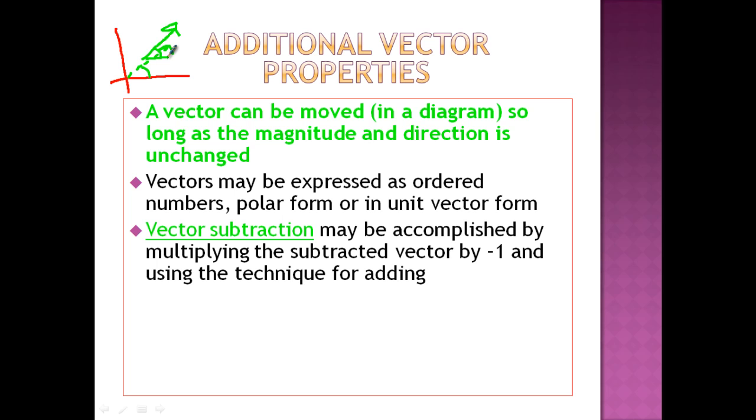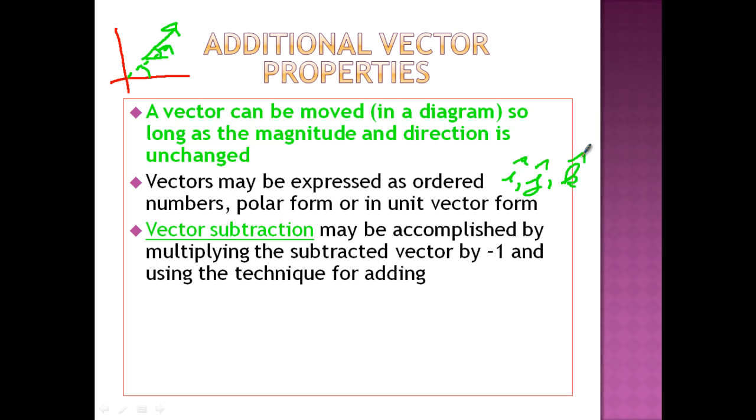Vectors can be expressed as ordered numbers, polar form, which you guys aren't going to have to worry about unless you do Calculus 3 in college, or in unit vector form, which is something else if you take physics in college. It's like i, j, and k. You've probably seen this in math too.